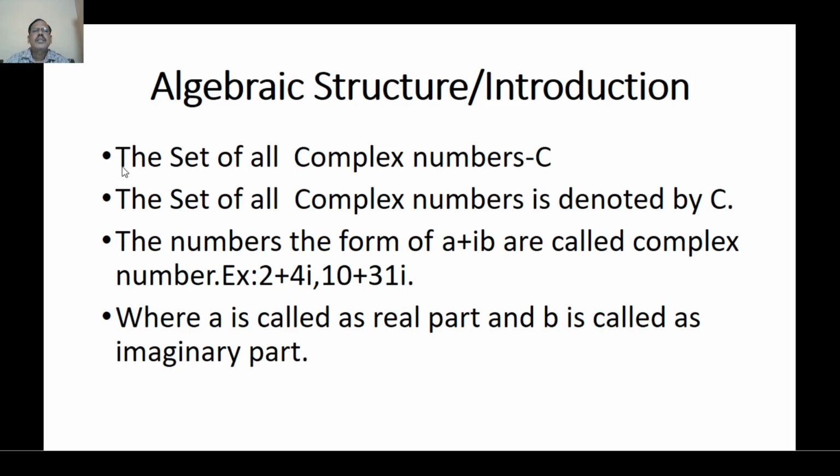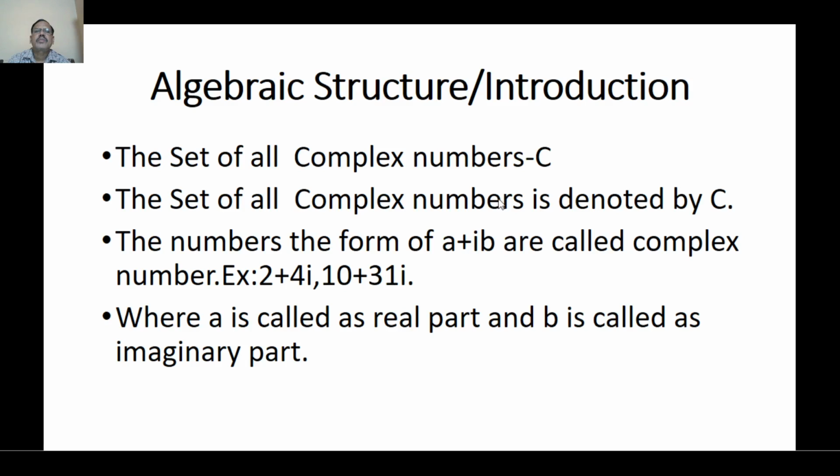The set of all complex numbers is one of the biggest number systems. It is denoted by the letter C. The numbers of the form a plus ib, x plus iy, 2 plus 3i are called complex numbers. And here the first number a is called the real part and b is called the imaginary part. For example, 2 plus 4i, 10 plus 3i: here 2 is the real part, 4 is the imaginary part, and 10 is the real part, 3 is the imaginary part. So this is one of the biggest number systems.